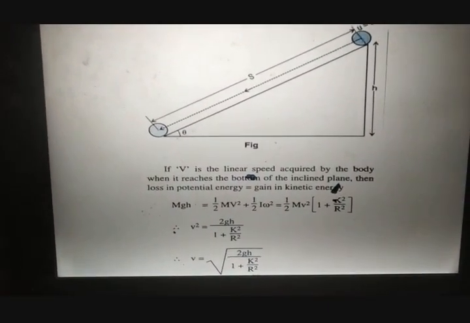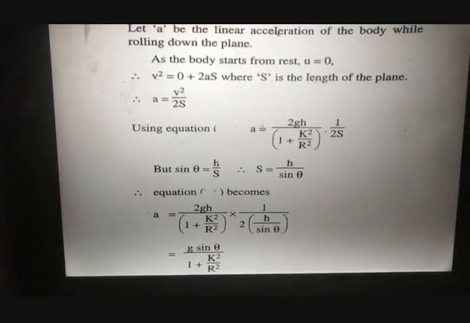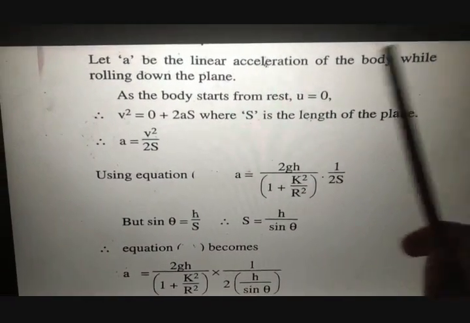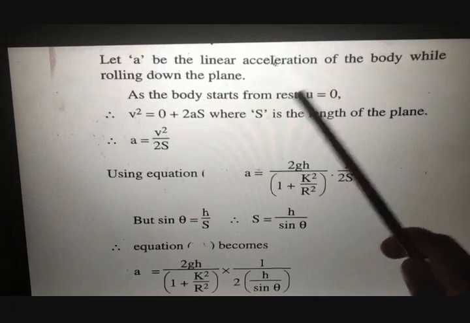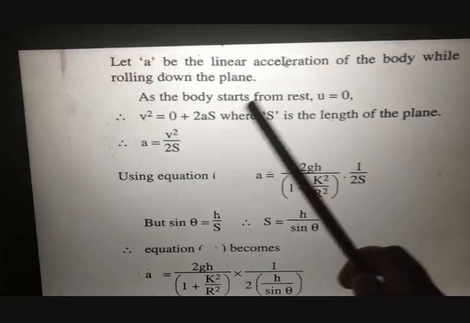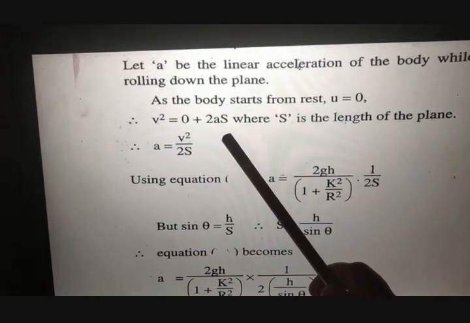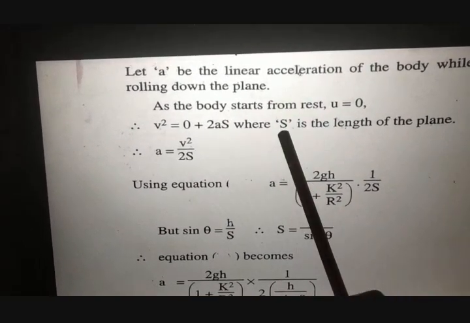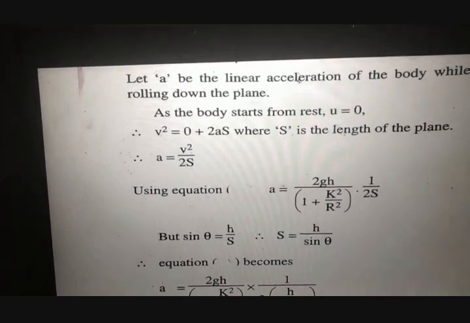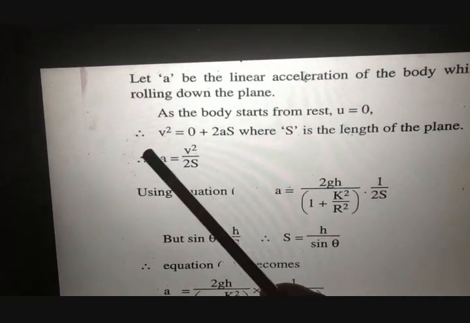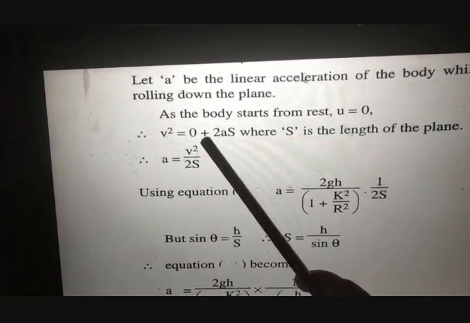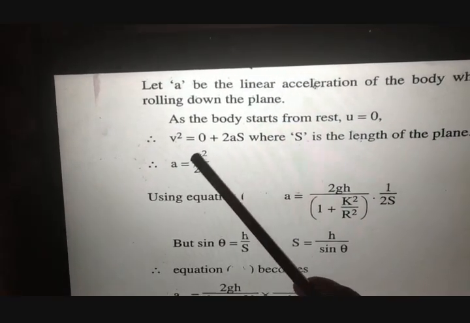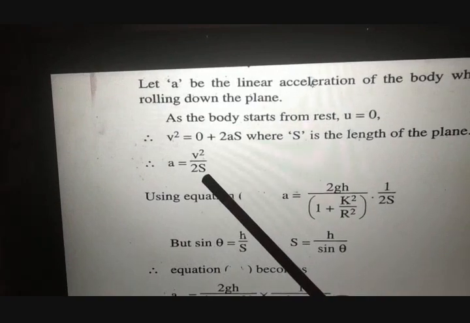Now let us see how to derive the expression for acceleration. So now here let a be the linear acceleration of the body. As you know, the body is at rest, initial velocity is 0. Now use your third kinematical equation: v square is equal to u square plus 2as. s is what? The length of the plane. Now u is 0, so therefore v square is equal to 2as, and from this you can get a is equal to v square upon 2s.